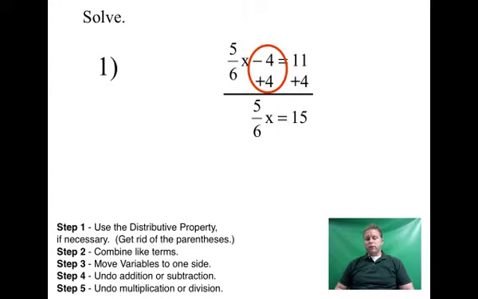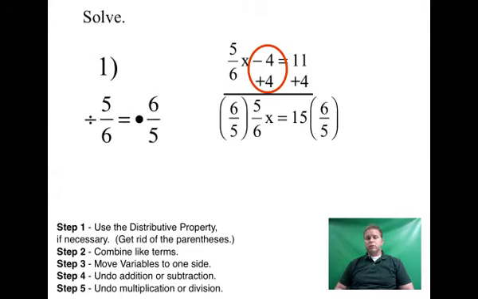Now, what are they doing to the variable? They're multiplying by 5 over 6. So we need to do the opposite, which is dividing by 5 over 6. But as I've shown you in previous lessons, when you're dividing by a fraction, you flip it over and multiply. So we'll multiply both sides by 6 over 5. If we multiply those straight across, 6 times 5 is 30, over 5 times 6, which is also 30, which gives us 1.